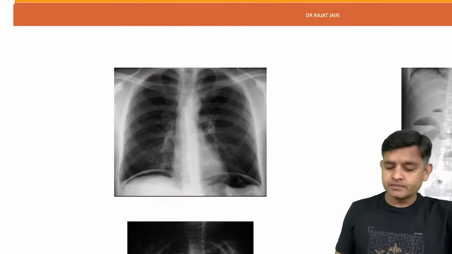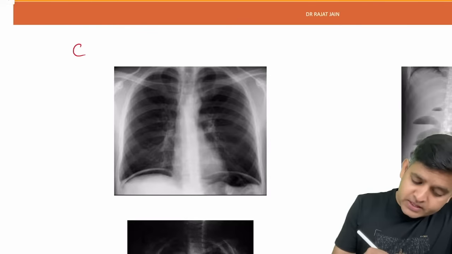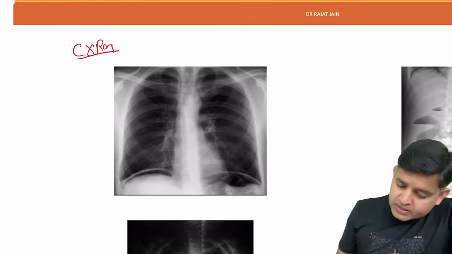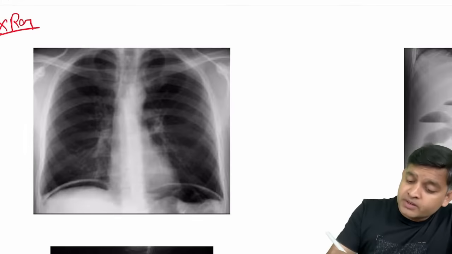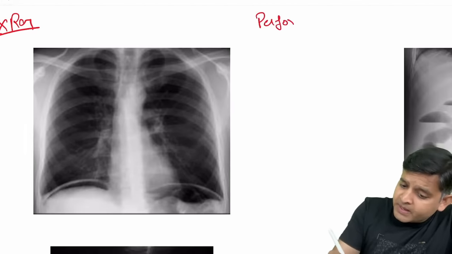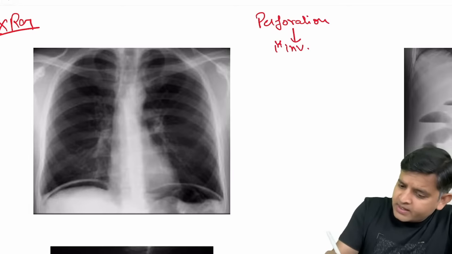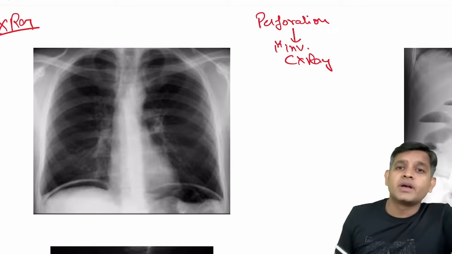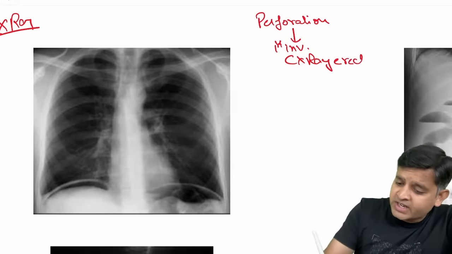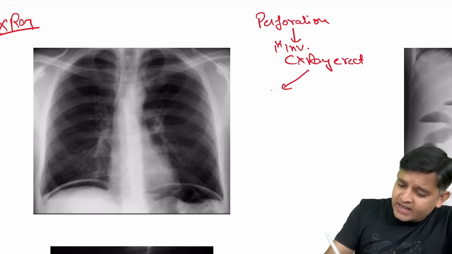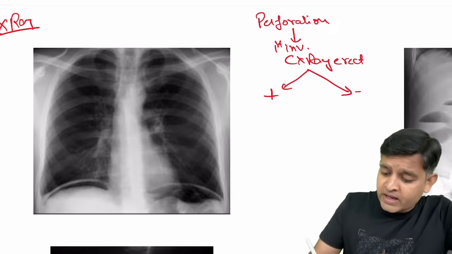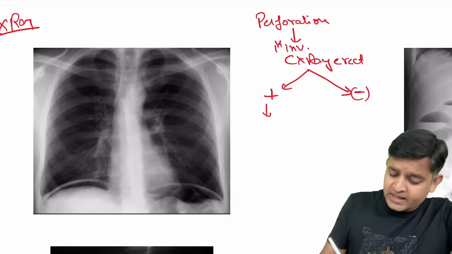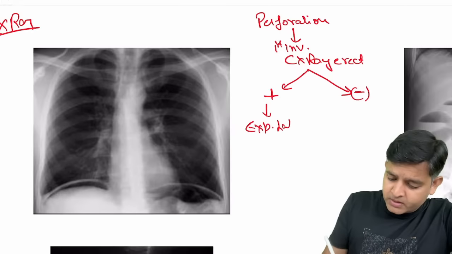What do we see here? We are seeing a chest X-ray. What is a peculiar feature of this chest X-ray? Now this is a protocol that we will develop. We will remember. In suspected perforation, the first investigation to be done is always a chest X-ray. What kind of chest X-ray? Chest X-ray erect. And if the chest X-ray erect shows air under the right dome of diaphragm, that means there is a perforation, and then immediately you have to do the exploratory laparotomy.